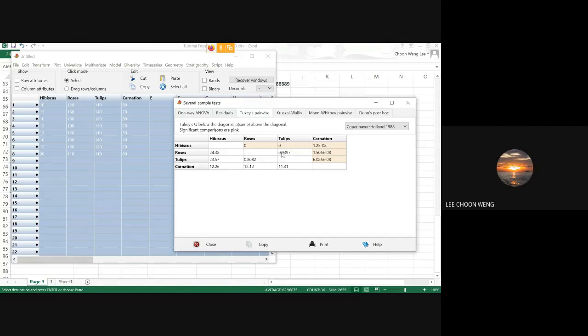Basically, when you have more than 2 columns of data, if you want to analyze it, you use ANOVA. Once you have ANOVA, if your ANOVA is significant, then you can do a Tukey's pairwise to see which group is significantly different from each other.